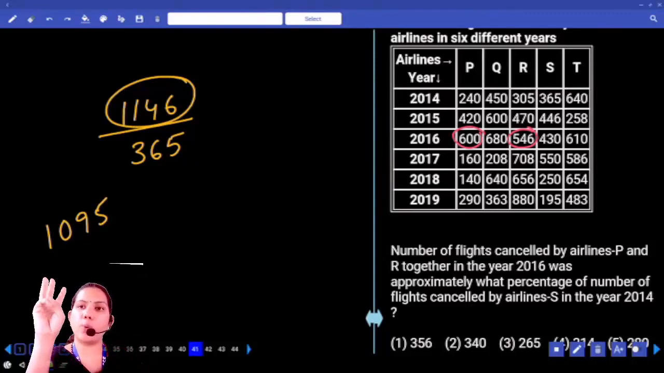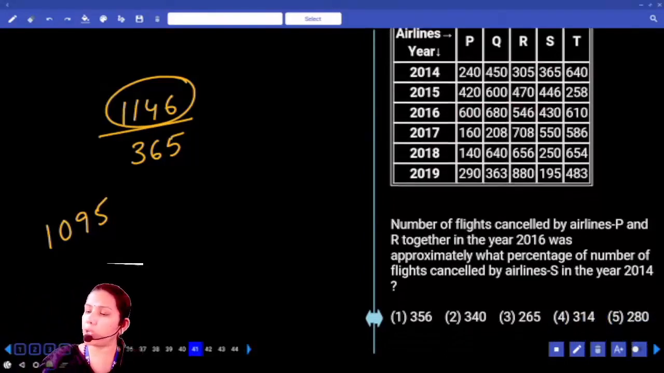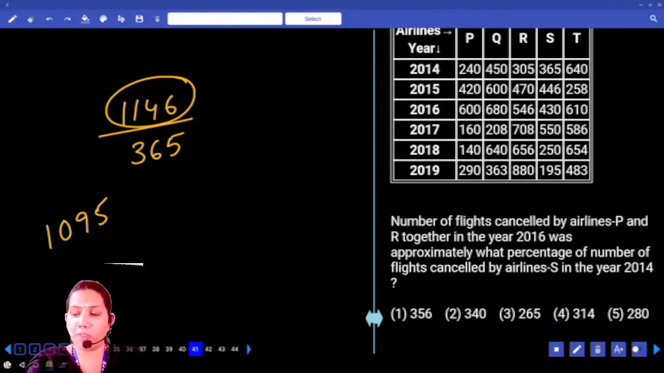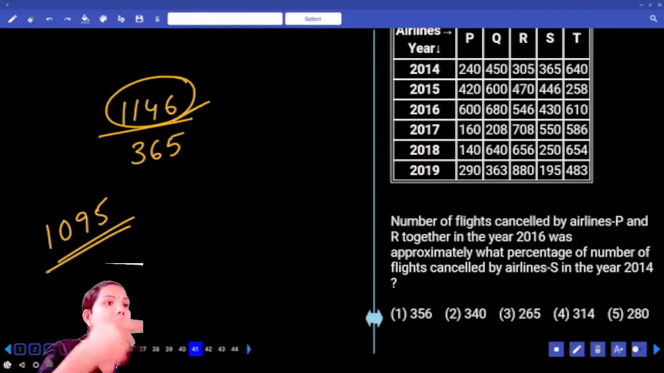365 into 3 value is 1095. So 300% value is 1095. But the numerator is 1146, more than 1095, so the answer must be more than 300%. How many options are more than 300? 3 options: 356, 340 and 314. Compared to 1095, 1146 is how much more?